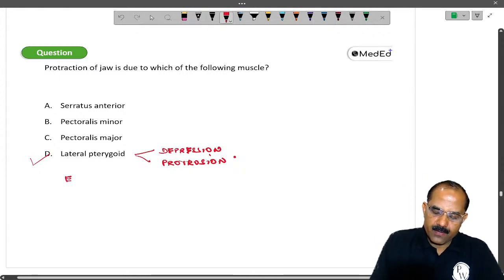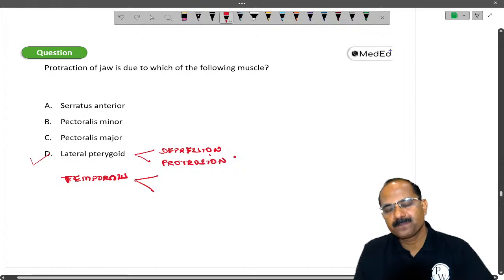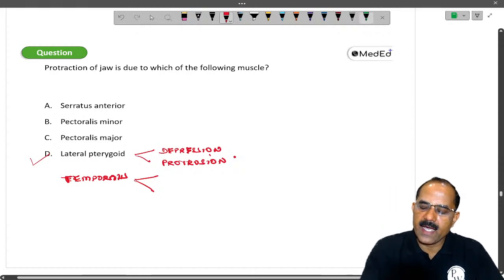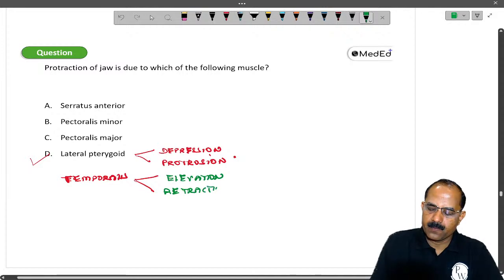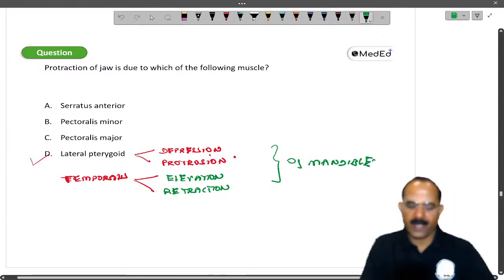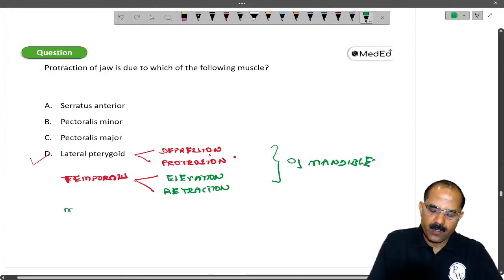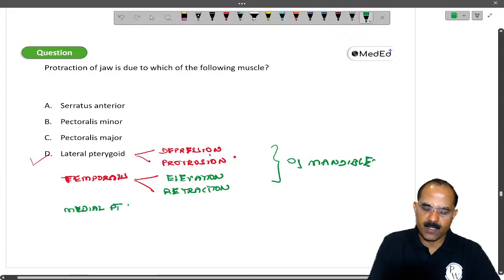What is the action of temporalis? Temporalis का action क्या है बच्चों? बोलो. Temporalis का action होगा elevation and retraction of mandible. ठीक है, that is temporalis. And medial pterygoid and कौन है?